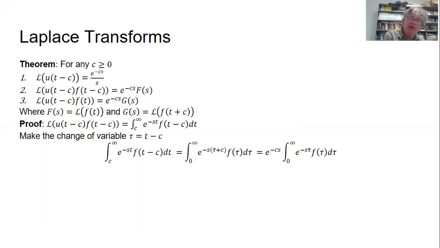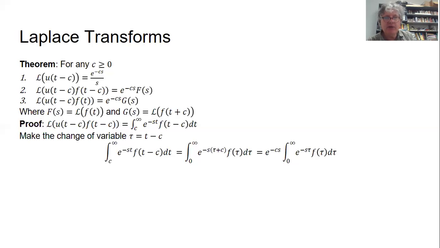And now you can pull out the e to the minus cs because there's no tau in that. It's a constant as regards integration. And that integral there is just then the Laplace transform of f. Okay, and so that proves point 2 of the theorem. Point 1 is just a special case of that, right? When the function f is a constant.